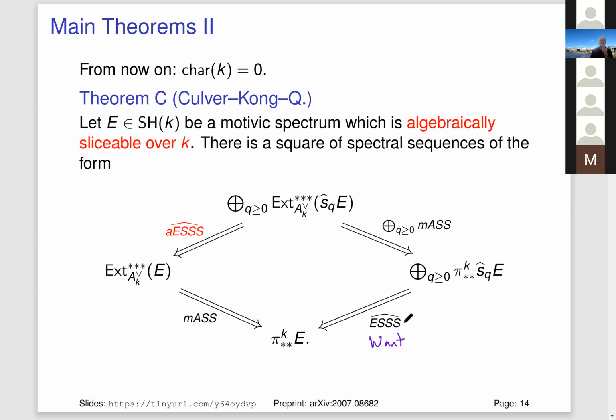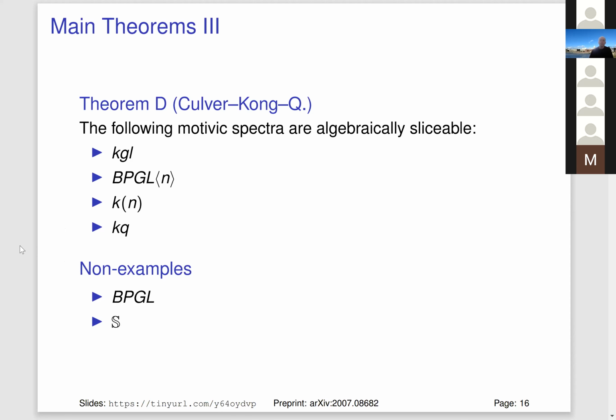So let me just say something about non-examples, and then I'll tell you what these correspond to in the classical setting. So all of these things we can apply this comparison square to, but there are definitely examples where we don't think we can apply it. So some of our non-examples of algebraically sliceable spectra are the infinite Brown-Peterson spectrum, BPGL. So this is like a p-local version of MGL, which we saw in the previous talk. Another non-example is the motivic sphere spectrum itself. So unfortunately, we can't use this to, say, understand the slice spectral sequence for motivic stable homotopy groups of spheres directly.